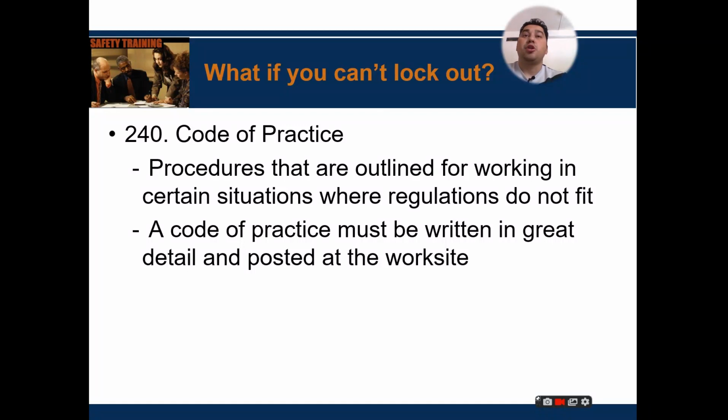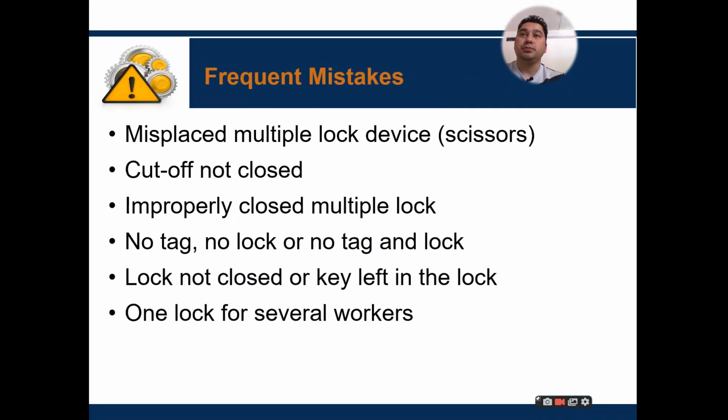After that, what if you can't lock out? If you can't lock out, what else can you do? First of all, there is a code of practice for procedures that are outlined for working in certain situations where regulations do not fit. If you are working in a certain procedure where you can't do the lockout and tagout, a code of practice must be written in great detail and posted at the work site. You also have to clearly mention why you can't apply this lockout tagout process, and give a clear description and the reason behind it.